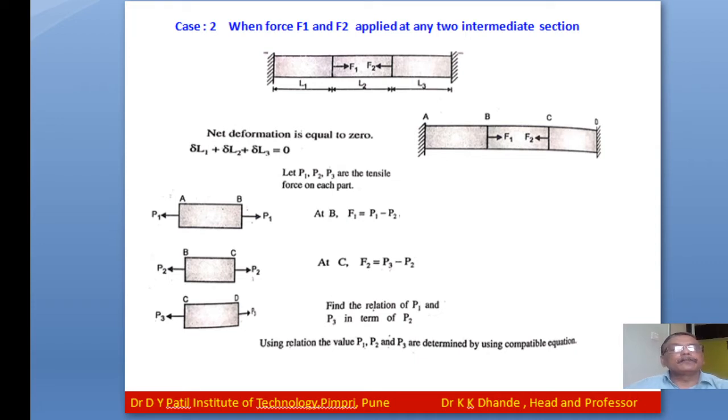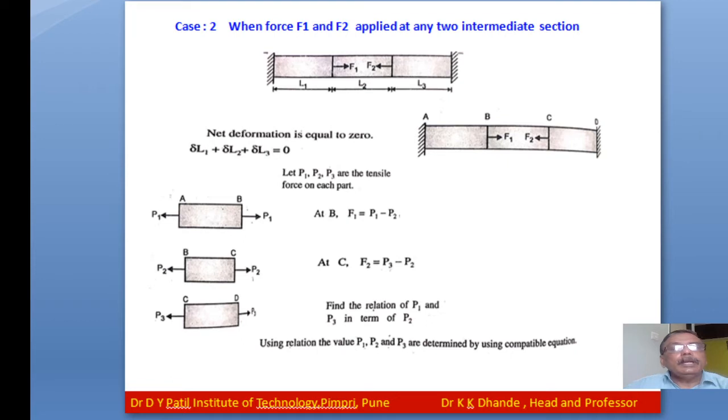Now see this figure. Here one circular bar is given. This bar is divided into three sections, L1, L2 and L3. Its ends are fixed. F1 and F2, these two forces, are acting on the intermediate sections. So for our understanding we give the names A, B, C and D. F1 is acting at point B, F2 is acting at point C.